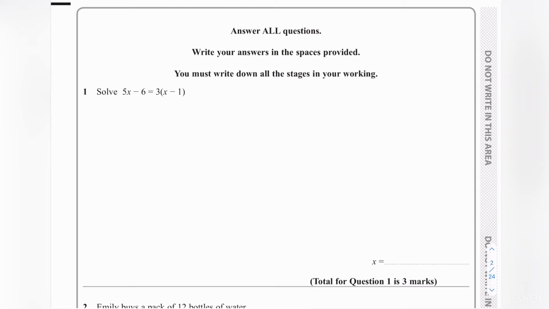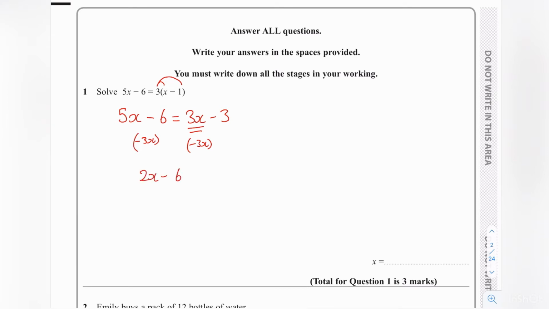And we'll go to question 1. So here it tells you to solve this equation. To begin with, get rid of the brackets. That leaves you with 5x minus 6 is equal to 3x subtract 3. Now get all your x's to one side by getting rid of the smaller amount of x. So we are going to subtract 3x from both sides.